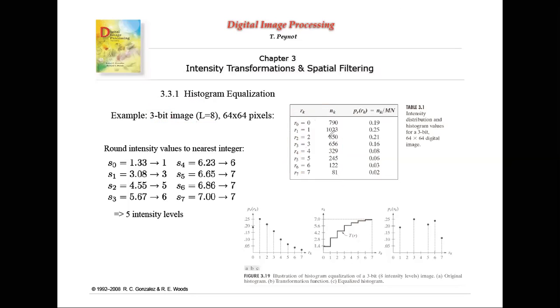Then what does this nk indicate? This nk indicates that there are 790 pixels of intensity 0, that is black. There are 81 pixels which are white. There are 1023 pixels that are dark gray. Getting it?